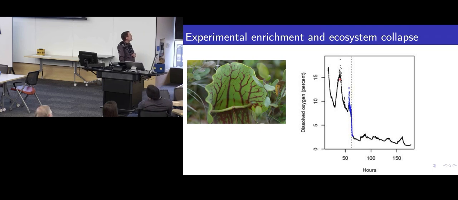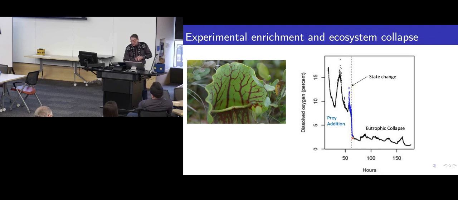We can take this plant into the greenhouse and put an oxygen probe in it. And initially, we get this nice periodic pattern of oxygen because, of course, the plant is photosynthesizing in the day and respiring at night. And then we add prey, and that's the blue dots. And we get this very rapid collapse in the dissolved oxygen levels in that tube. And then it's really a state change. And now we still have a bit of daily oscillations, but we're down below 5%.